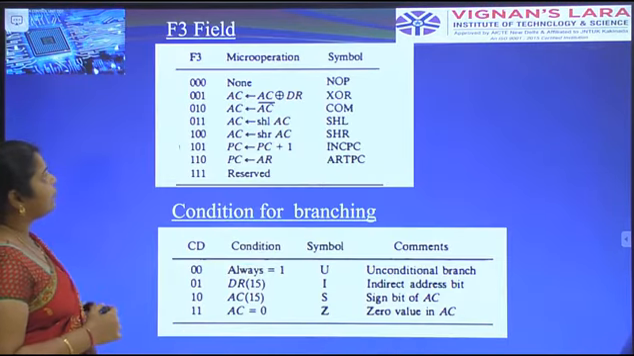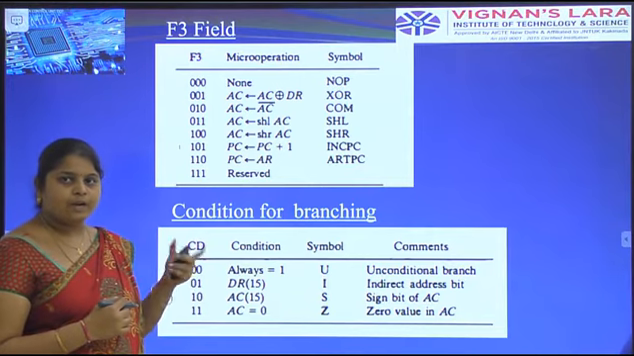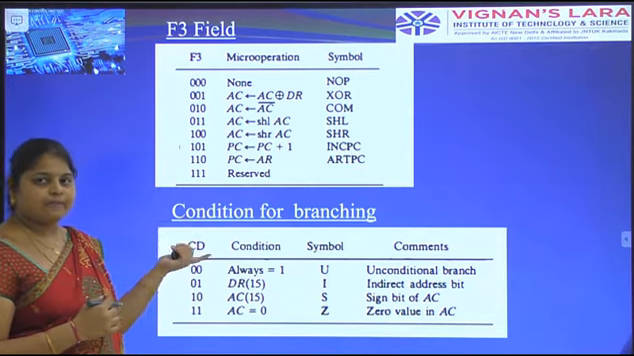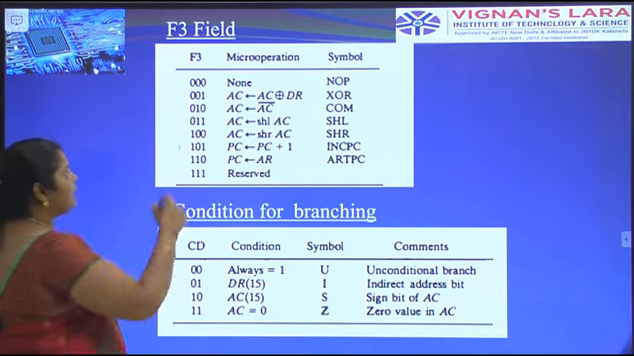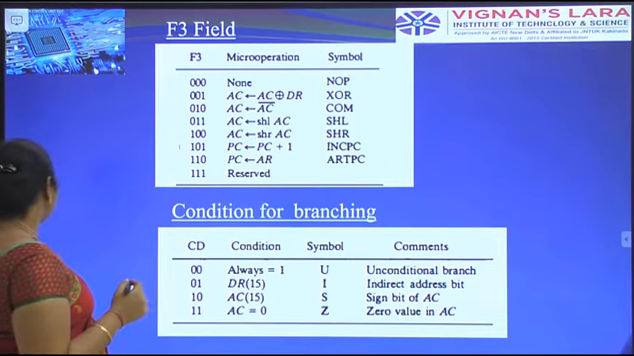Okay, coming to the F3. This is the F3 field. The micro instruction format consists of 6 fields. Already we completed F1 and F2. Here in every field, 0 means no operation is involved.